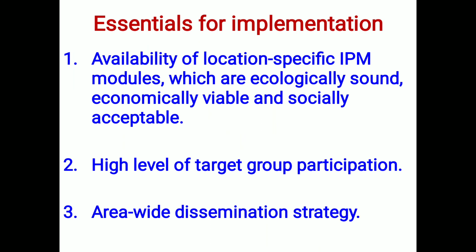Next, what are the essentials for implementation? As we discussed previously, you should provide a specific location to the farmers to implement the IPM module. Second, high level of target group participation. That means farmers first become aware of the utilization and advantages of the IPM module, and after awareness, groups of farmers unite together, make a group, and then use the IPM module to get a better result.